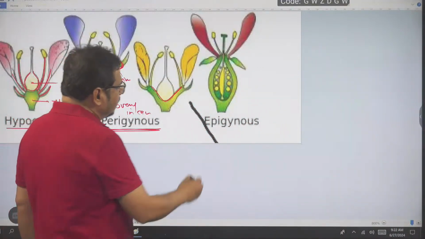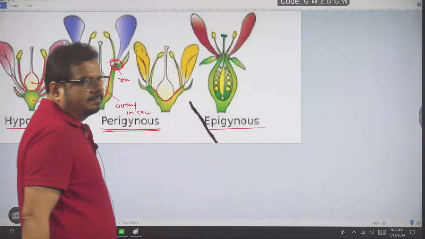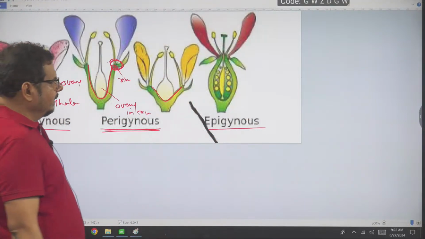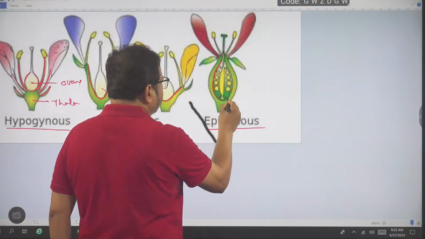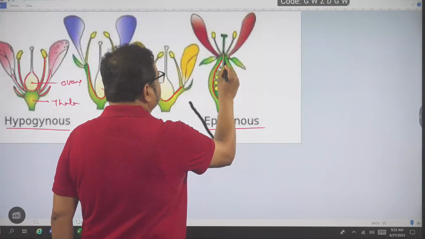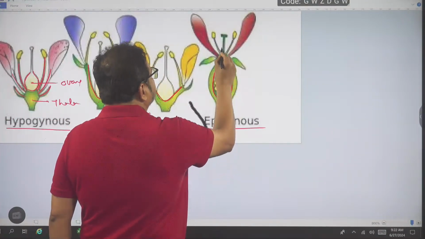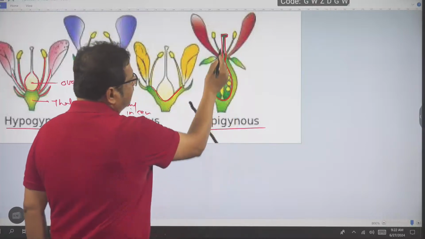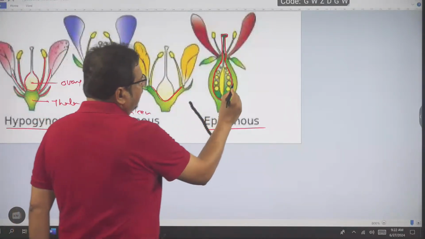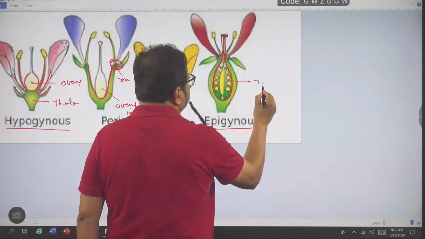Now if we talk about the epigynous condition, inferior ovary. Look here, this is ovary. I am just telling you. Suppose that this is the boundary of the ovary. Okay. And this is style, stigma. Got the idea? This is the female reproductive organ. And this is what basically, thalamus.